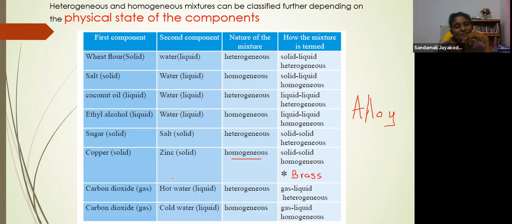It cannot be separated, like a sugar solution or a salt solution. So it's a homogeneous mixture, but both are solids here. Then we have another two examples: carbon dioxide gas plus water. Here, one is hot water, another one is cold water.